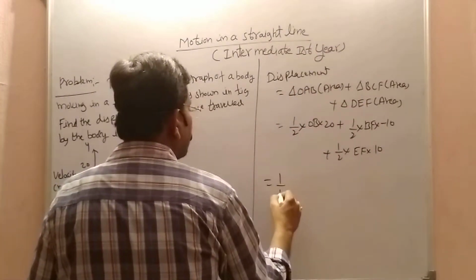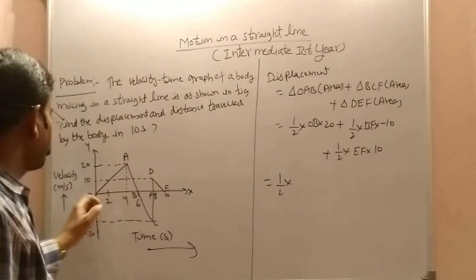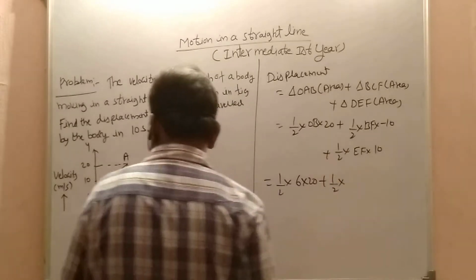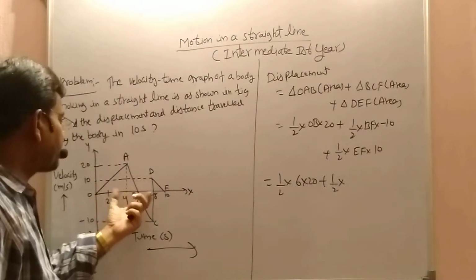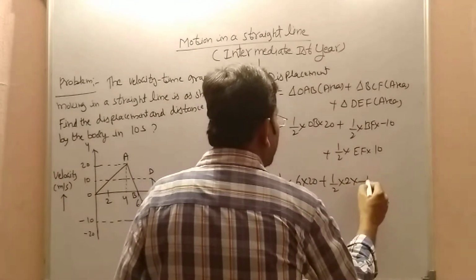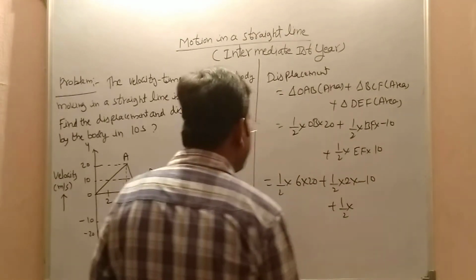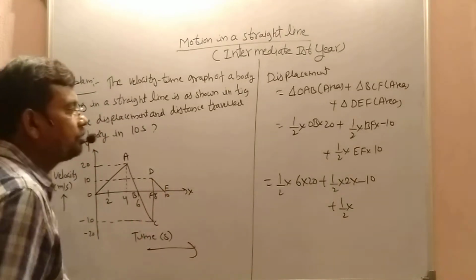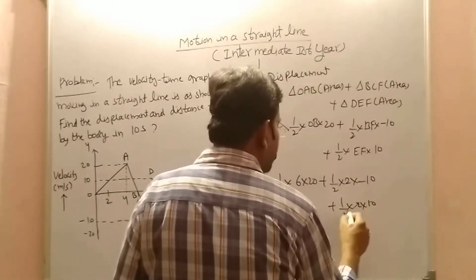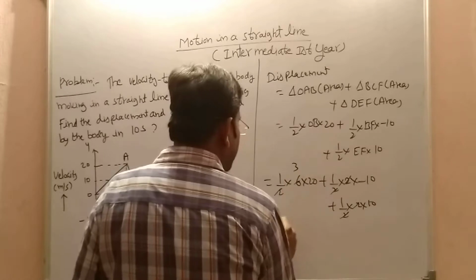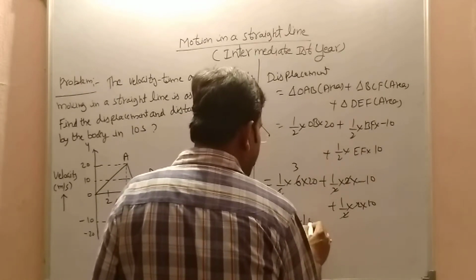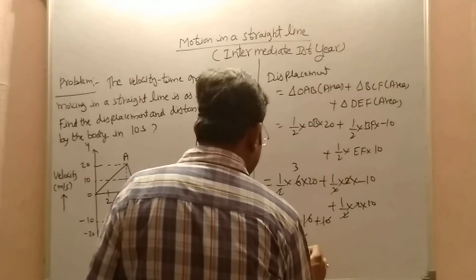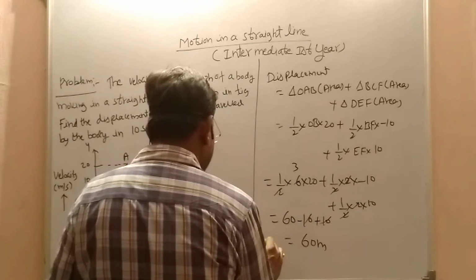Now substitute values. Half into OB, which is 6, into 20, plus half into BF. What about BF? Here to here 8, here to here 6. 8 minus 6, 2, into -10, plus half into EF. What about EF? Here to here 10, here to here 8. 10 minus 8, 2, so 2 into 10. So these halves and 2s cancel. 3 times 20 is 60, here -10 and here +10. These cancel. So totally we are getting 60 meters. That is the displacement.